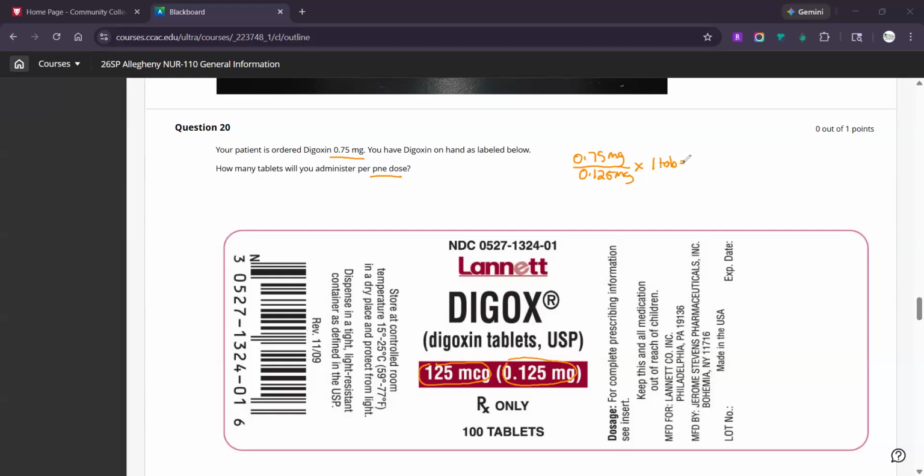So then I just need to take the 0.75 divided by the 0.125. So let's do that real quick. All right, so what did I say? 0.75 divided by 0.125. And then I'm going to get 6 tablets.